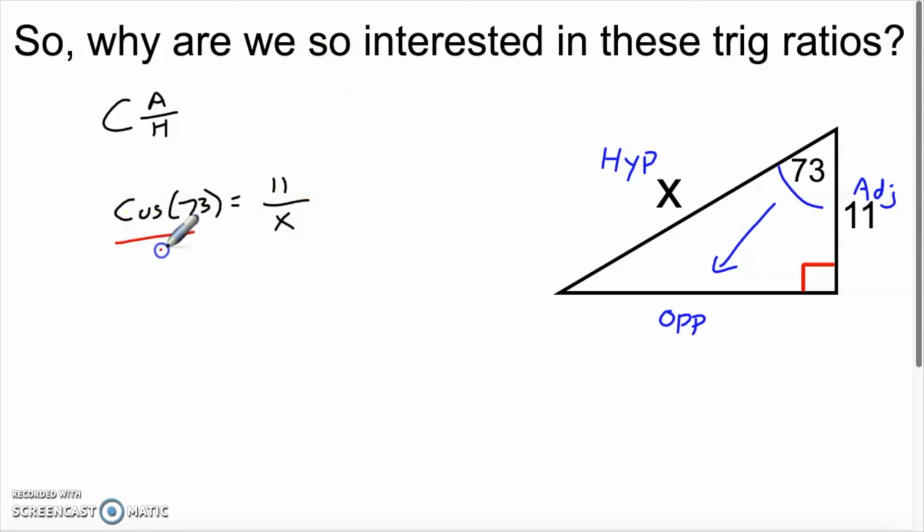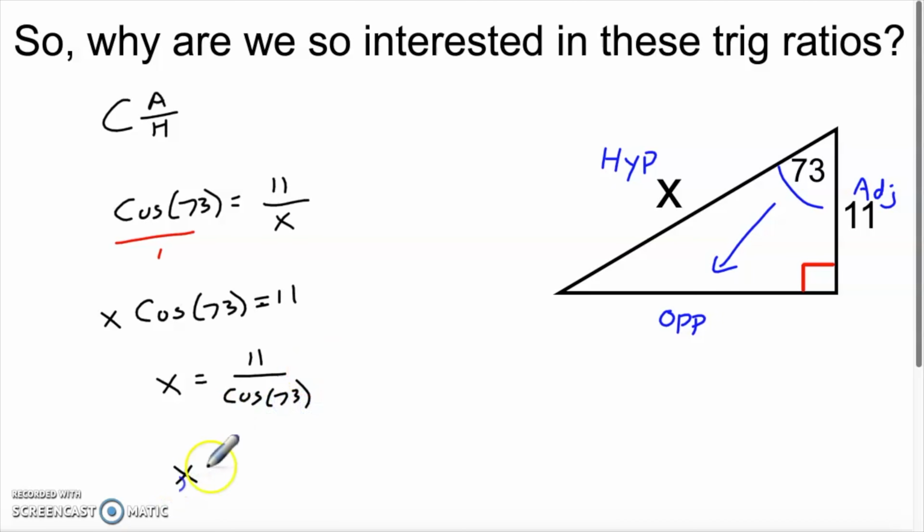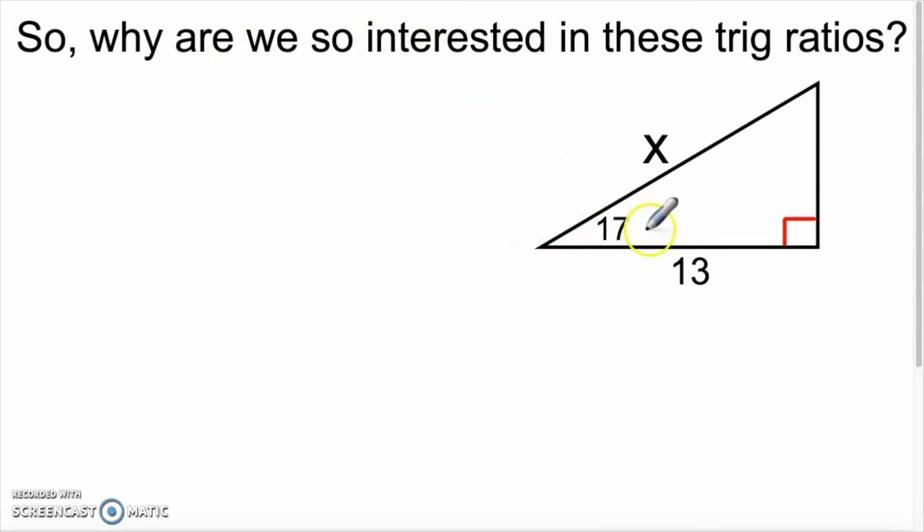I will again put this over 1 and cross multiply. So here I get x times the cosine of 73 is equal to 11, which means x is 11 over the cosine of 73. And you should get approximately 37.623. One more simple one, and then I've got something a little bit different for you.